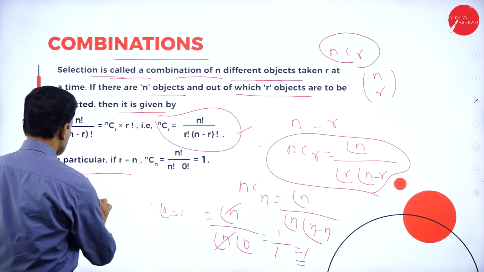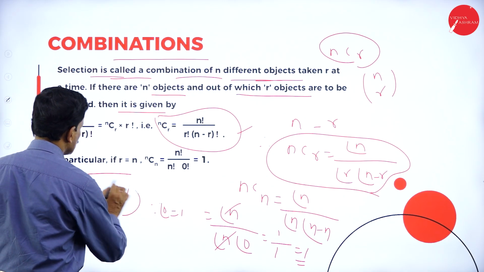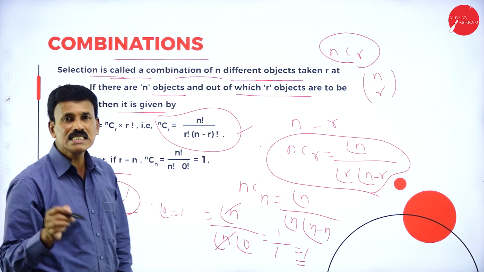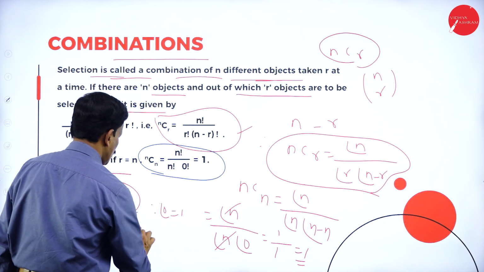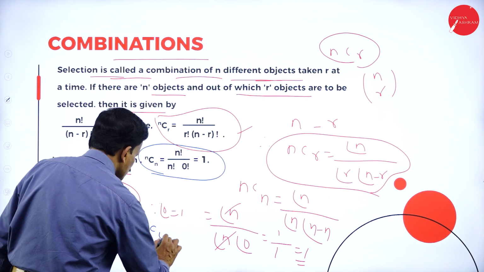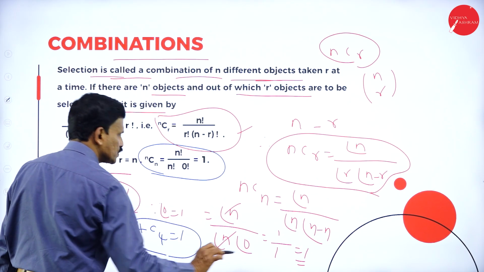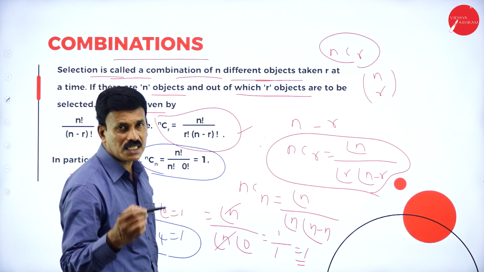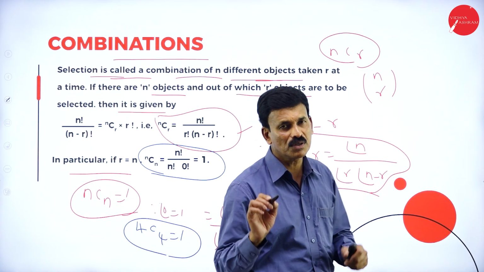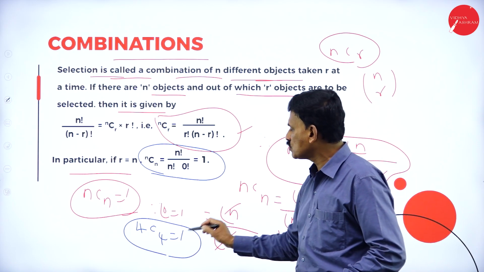So what is the conclusion? nCn is always equal to 1. For example, 4C4 is equal to 1. So nCn, the number of selections of n different things taking n at a time, is nothing but 1. All at a time is equal to 1.